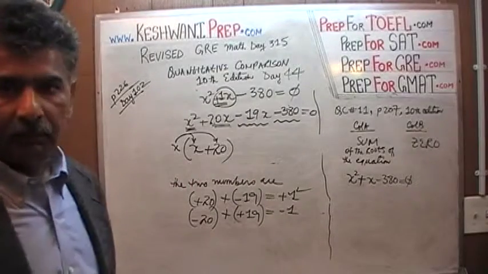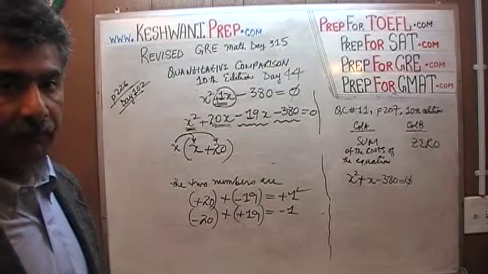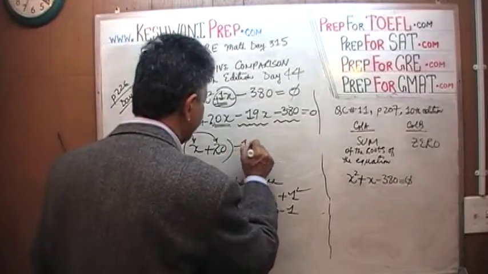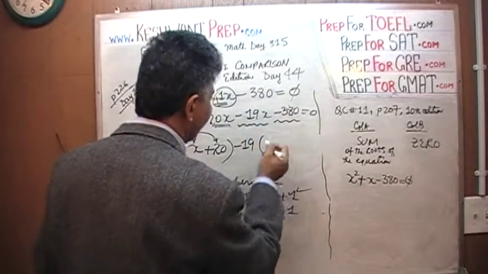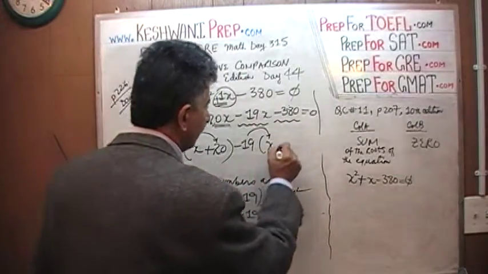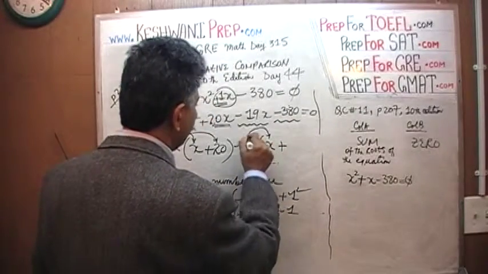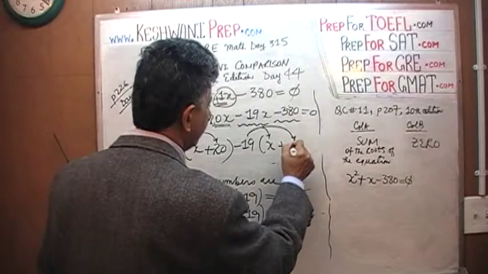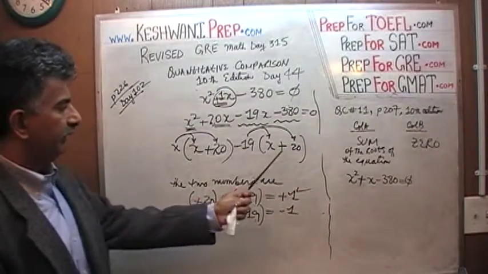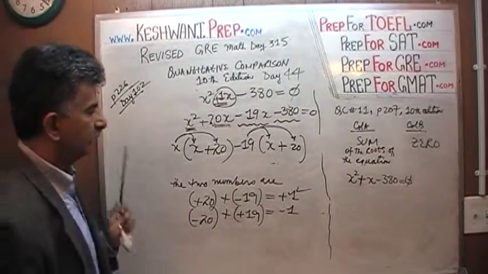380 and 19. Well, we already know now that 380 equals 19 times 20. We just found out 19 times 20. So we take out 19 common. And if we do that, we're left with x in this part, because negative 19 times x is going to give us negative 19. And here, since we need a negative, negative 19 times positive 20 is going to give us negative 380.